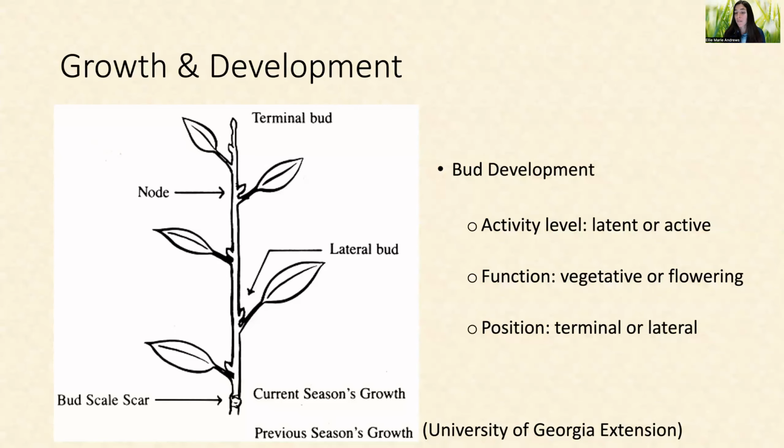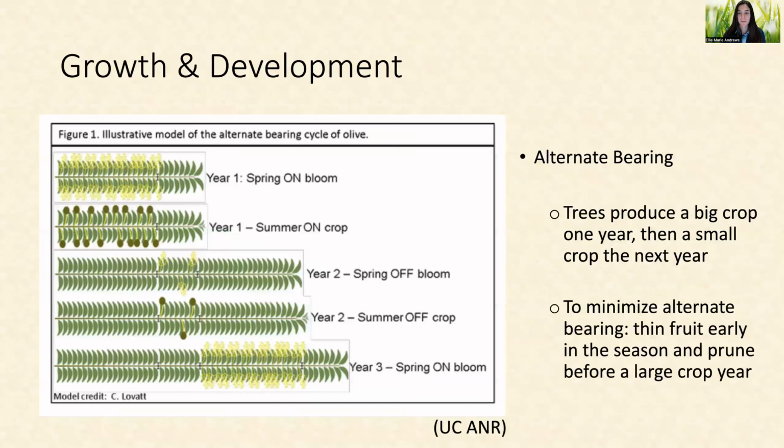We're going to think about function. So there are vegetative buds, and then there's also flowering buds. And we're going to talk about position. So buds could be terminal at the end, as you can see in this diagram, or they might be lateral along the shoot. I'm going to briefly talk about something called alternate bearing.